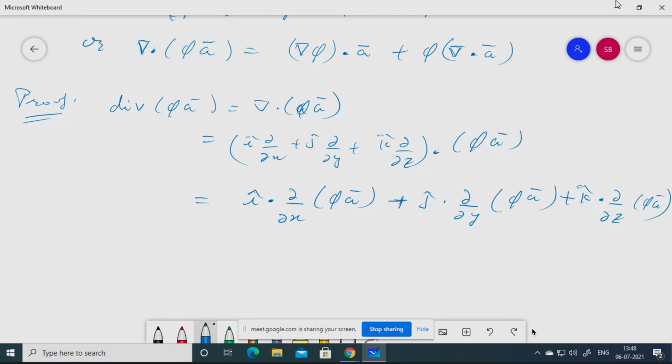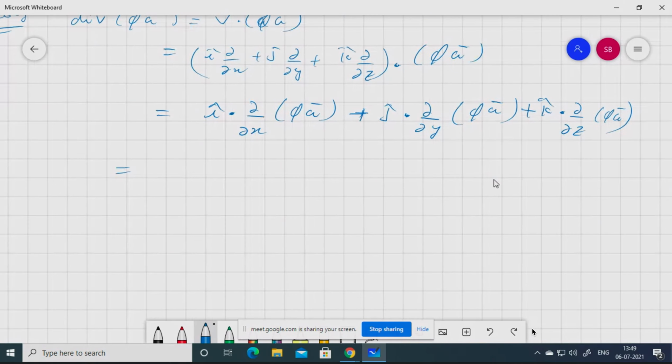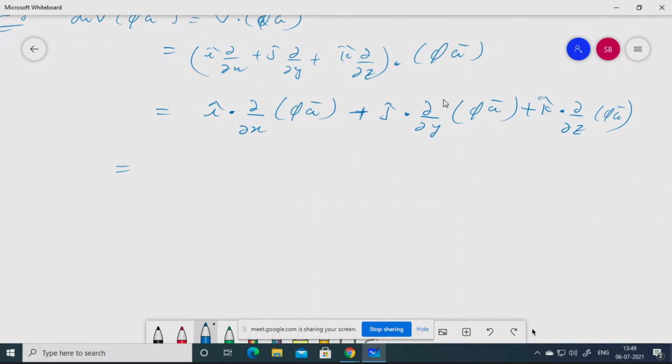Hope this is clear. Now, instead of writing all three terms, from now onwards I will write just one term with a summation sign. It's not necessary, but it makes things easy, but you should have an understanding of this one. So instead of writing all three terms, I can write just one term in this manner: summation i cap dot dou by dou x of phi a bar. Got it, all of you? Now let us solve this thing.